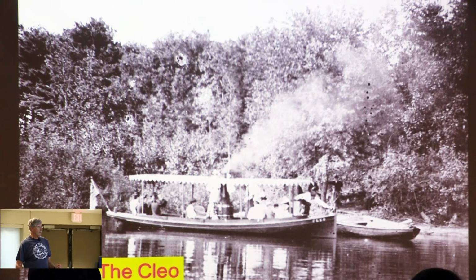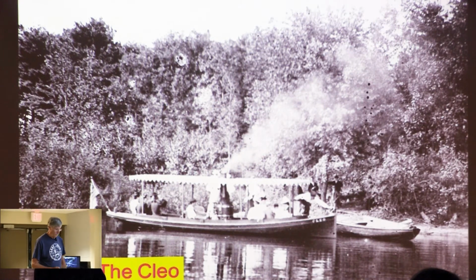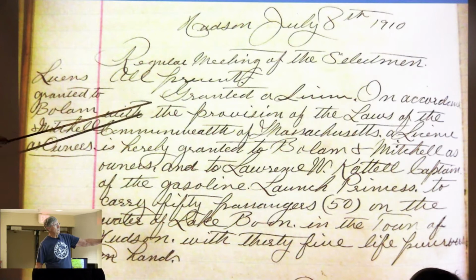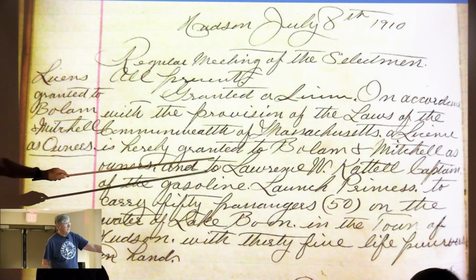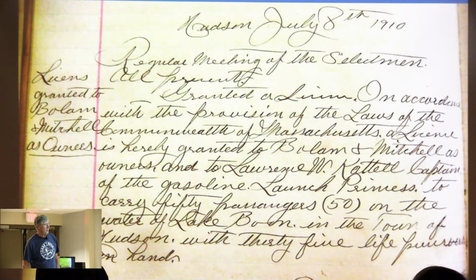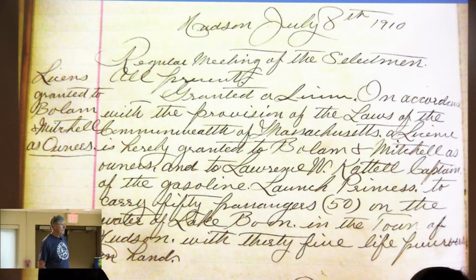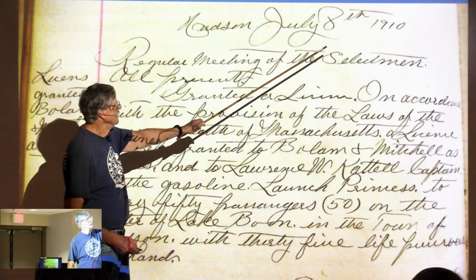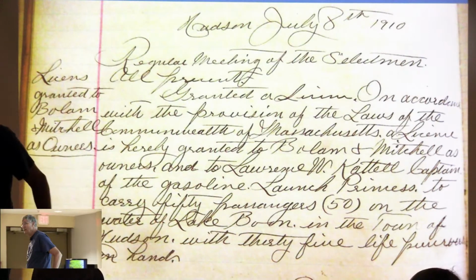Here was one of the first launches around the lake. Steam boiler. (1910) license, town granted license, provisions of the Commonwealth, and so on, to Bolam and Mitchell as owners, and Lawrence Cattell, captain of the gasoline launch Princess, to carry 50 passengers with 35 life preservers. 1910. When? 1912.